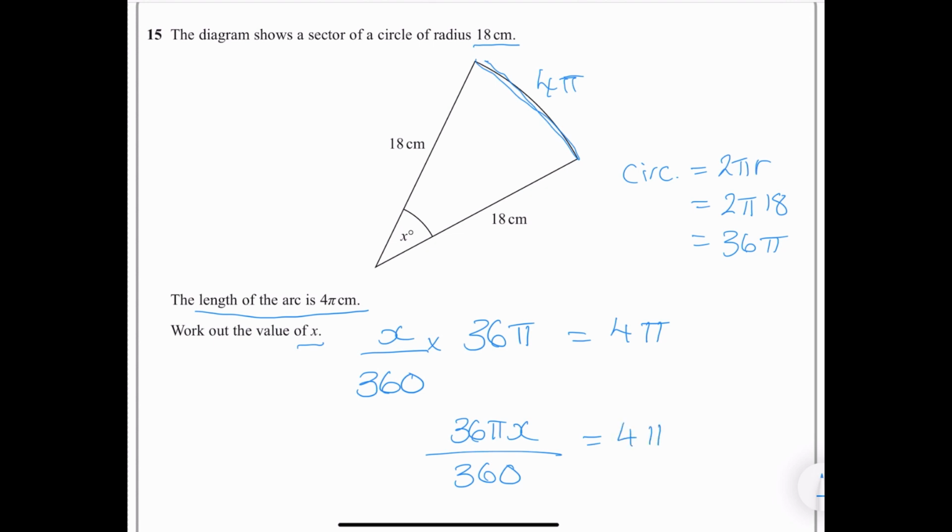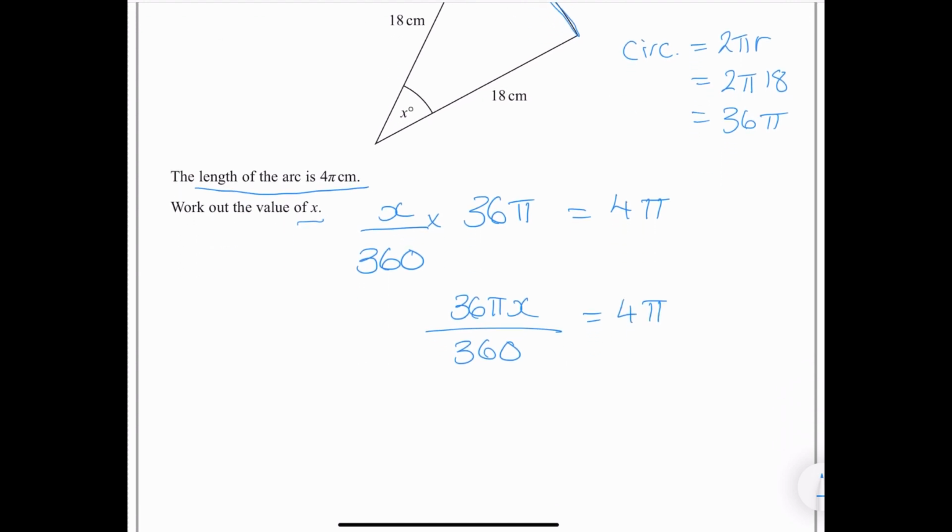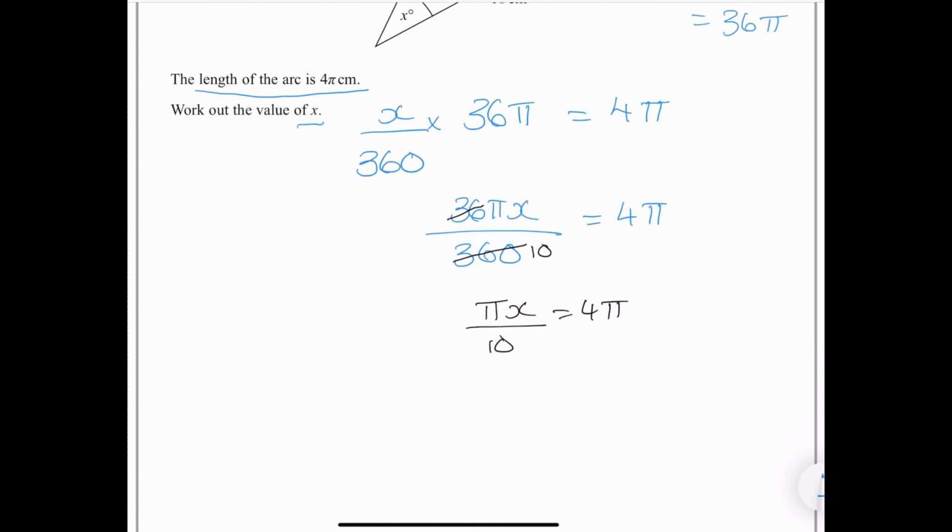That equals 4 pi. Right, let's do some cancelling to make it easier for us to work with. First thing I note is 36 and 360. I can cancel them out. The top 36 goes into itself once. 36 goes into 360 10 times. So far I've got pi times x over 10 equals 4 pi. Okay, let's carry on. Multiply the 10 out, so I've got pi times x equals 40 pi.